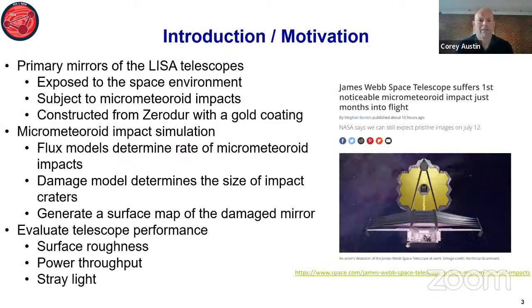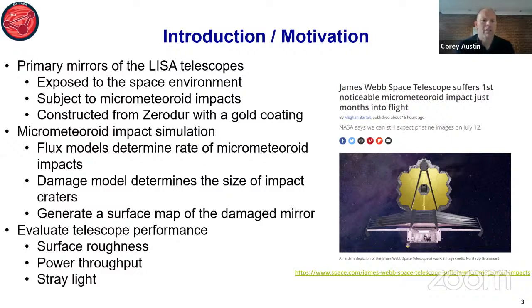So to introduce and sort of motivate this topic, it was in the news around the 8th of June or so. The James Webb team released a couple of press releases that said that they had suffered their first noticeable micrometeoroid impacts just months into their flight. They had planned for this, so there were no impacts on the mission, but it was timely that these stories were coming out about Webb suffering from micrometeoroid impacts. LISA is planning to fly in a very similar orbit, so we'll see a similar space environment, and these micrometeoroid impacts could possibly affect LISA. So we wanted to take some look at that.